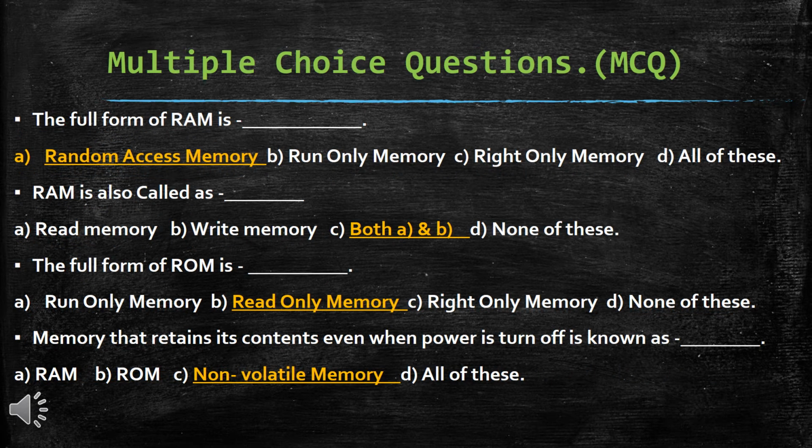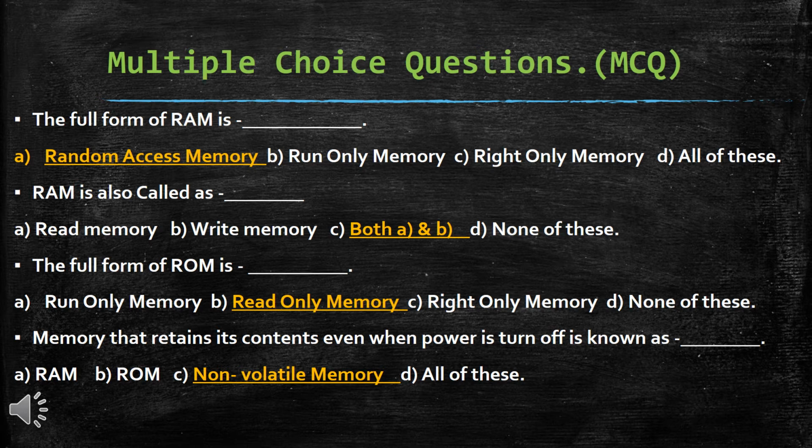The full form of RAM is dash. Options are random access memory, run only memory, write only memory, and all of this. The answer is random access memory. The full form of RAM is random access memory. The next one is RAM is also called as dash: read memory, write memory, both A and B, none of this. RAM is also called as read and write memory.